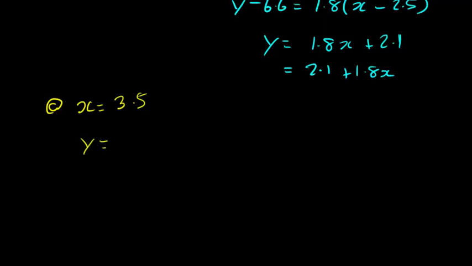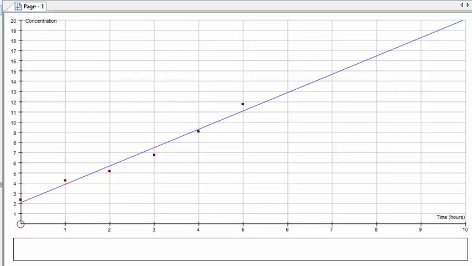So y comes out to be 2.1 plus 1.8 times 3.5, which works out as 8.4. Now, to comment on the validity of this, basically I have to look at my little graph. Now you'll notice we've got numbers from 0 all the way through to 5, and 3.5 is slap bang in the middle, so I've interpolated the data. Basically I can safely say between 0 and 5, actually it is a linear relationship.